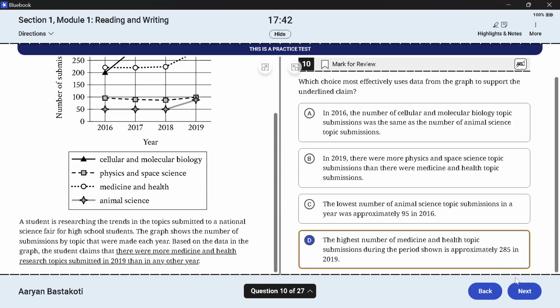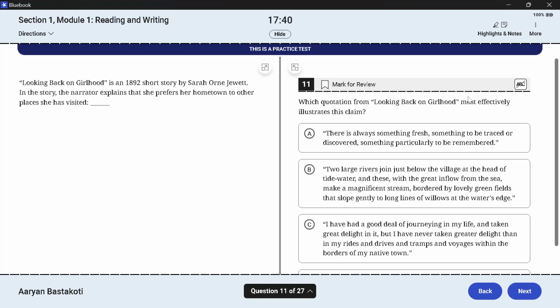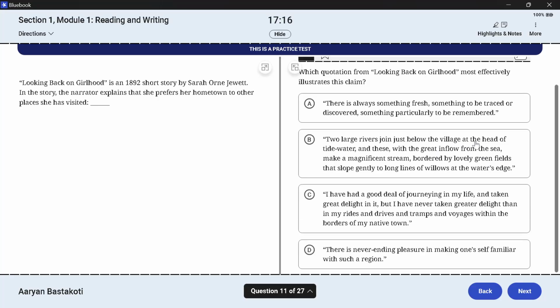This is the claim. So yeah, which quotation from Looking Back on Girlhood most effectively illustrates this claim? What is the claim? In the story, the narrator explains that she prefers her hometown to other places she has visited. So, preferring over other places. This is the summary: There's always something fresh, something to be traced or discovered, something particularly to be remembered. It does not have any mention of hometown. Two large rivers join just below the village at the head of a tide water, and these, with great inflow from the sea, make a significant, magnificent stream bordered by lovely green fields that slope gently to the long walls. Does not mention hometown or other places.